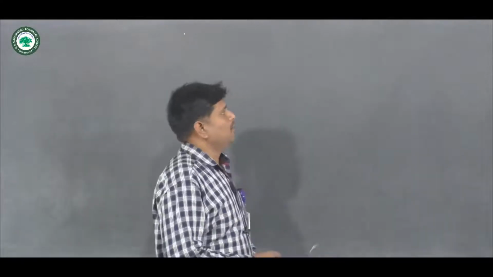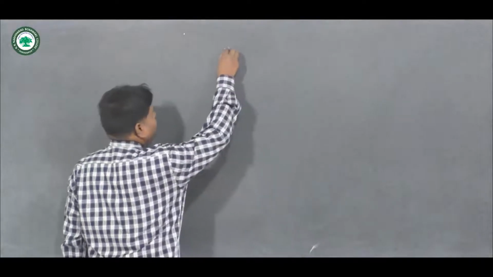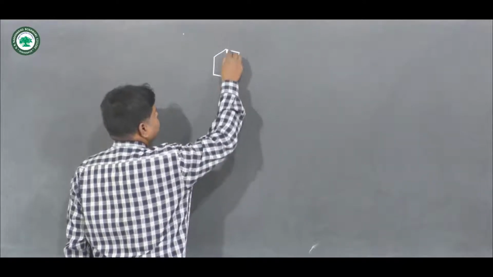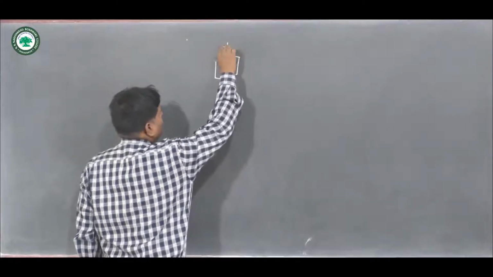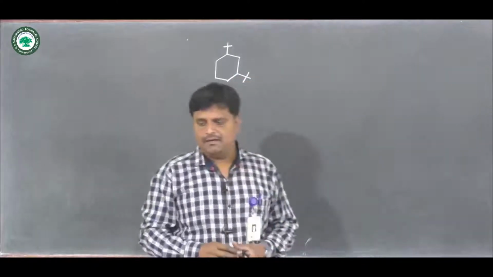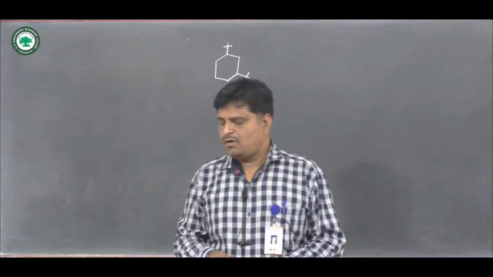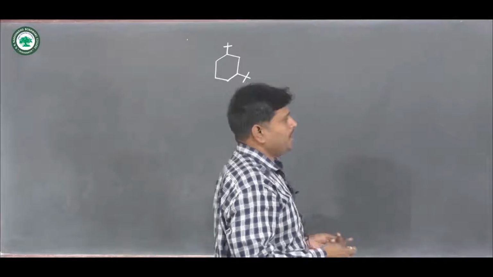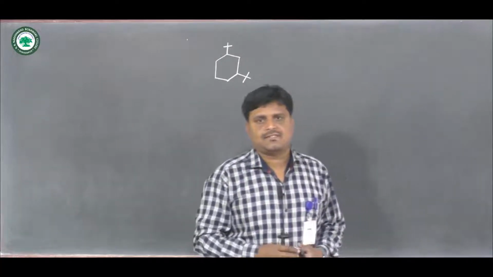First, we are interested in one molecule, which is 1,3-ditertiary butyl cyclohexane. First we draw its planar structure: 1 and 3 ditertiary butyl cyclohexane. Here we try to draw both its isomers, cis and trans.